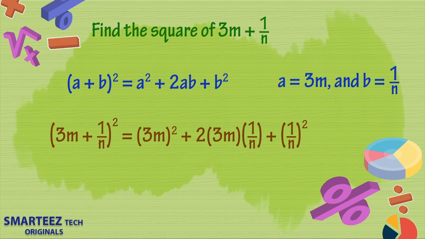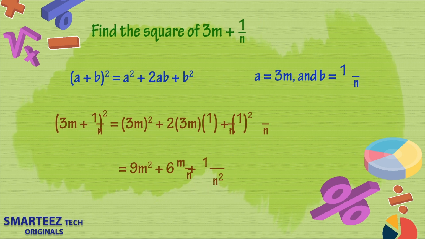So (3m + 1/n) the whole squared equals (3m) the whole squared plus 2 times 3m times 1/n plus (1/n) the whole squared, which equals 9m squared plus 6 times m/n plus 1/n squared.